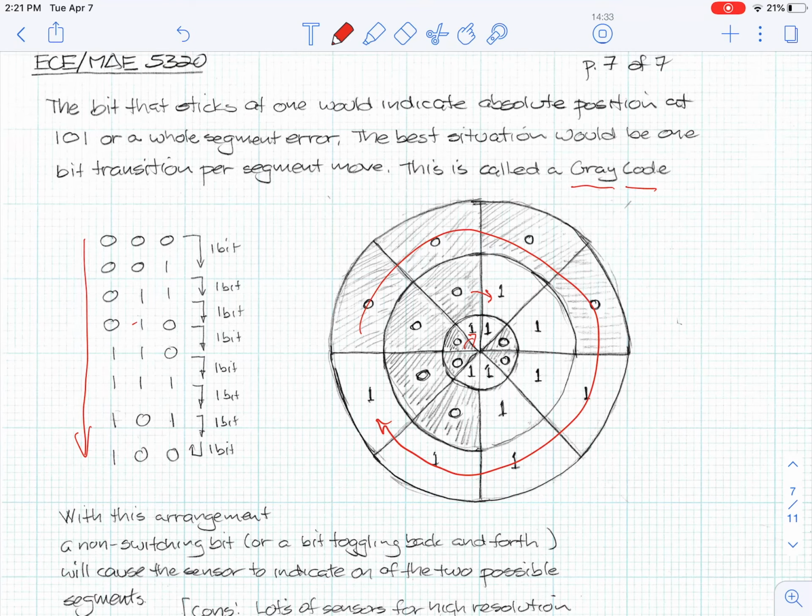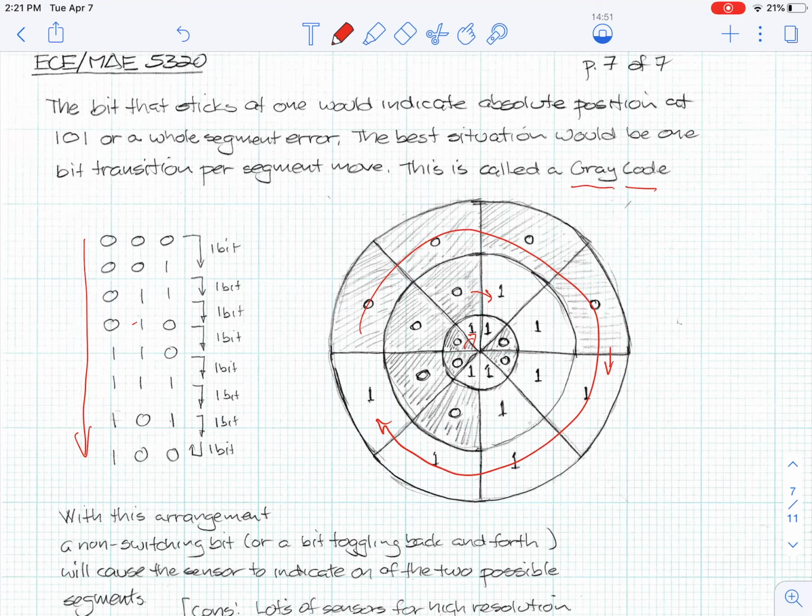I go to the next one. I've done 0, 1, 0. I go to 1, 1, 0. Okay, so 0, 1, 0. Yeah, 0, 1, 1. Anyway, and in this case, I'm only going to change that bit.